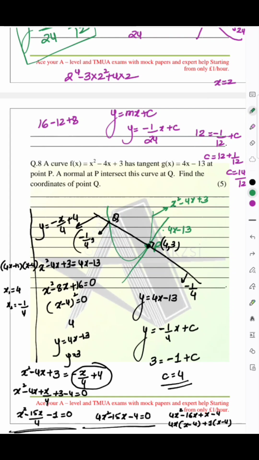So now I'm just finding the value of y, which I'm substituting in the equation of the normal. That will give me y is equal to plus 1 over 16 plus 4, which is y equal to 65 over 16. So the coordinates of Q are negative 1 over 4 and 65 over 16. So these were the questions on normal and tangent.